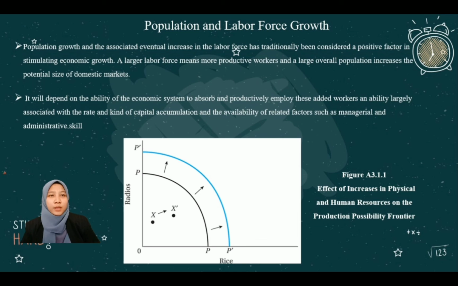Figure A 3.1.1 shows two production possibility curves for rice and radios. Initial possibilities for the production of rice and radios are shown by the curve PP prime. Now suppose that without any change in technology, the quantity of physical and human resources were to double as a result of either investment that improves the quality of existing resources or investment in new resources. This figure also shows that this doubling of total resources will cause the entire production possibility curve to shift uniformly outward from PP to P prime P prime. More radios and more rice can now be produced.